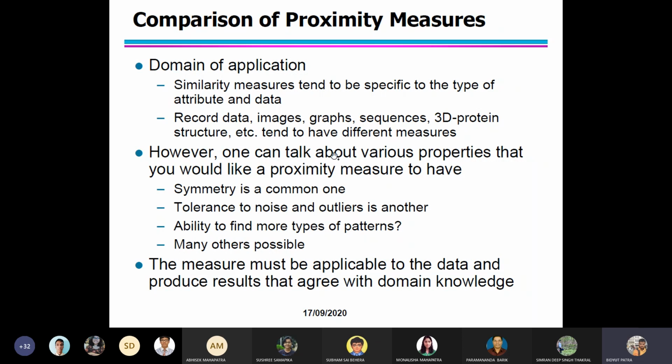What we generally consider is symmetry, as we learned a few slides before in the last class. The similarity value will have some properties: its maximum is 1 and it should be symmetric. Some similarity metrics also follow the triangle inequality, but that is not necessary. In many applications the similarity value is symmetric, but it need not be true always.